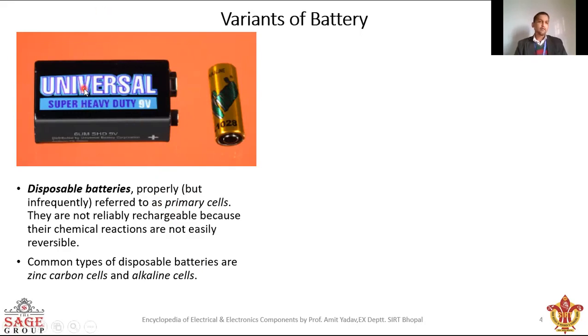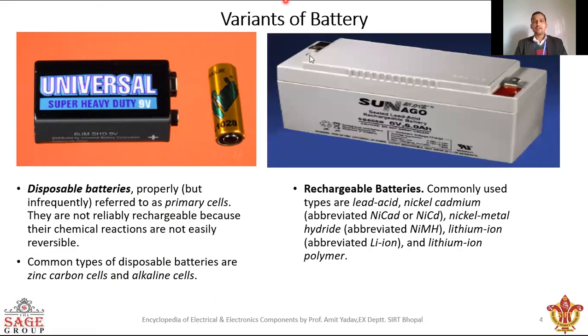Here we have a 9-volt transistor battery. Here we have a 1.5-volt battery cell, a pencil cell. Okay, and these two batteries are disposable batteries, and they are zinc carbon and alkaline cells. Now, the second category of battery variants is the rechargeable battery. As its name suggests, these batteries are rechargeable. It means you can recharge this battery again and again.